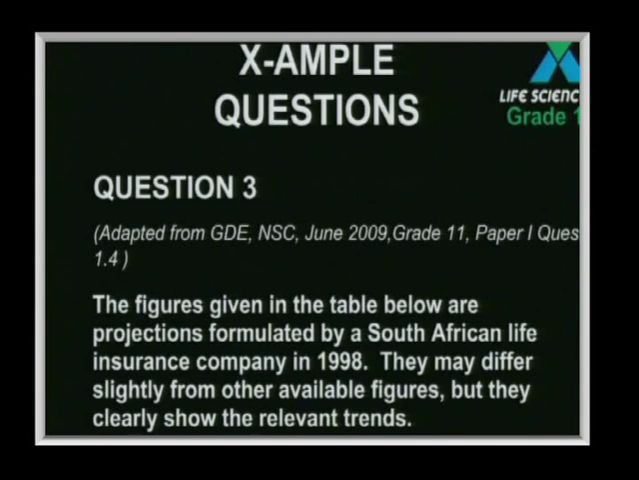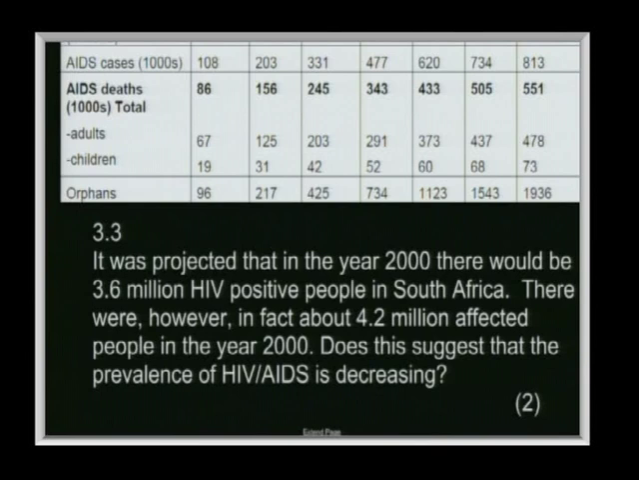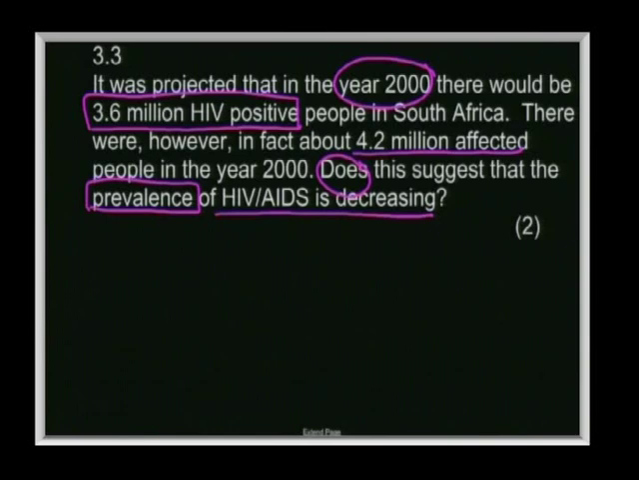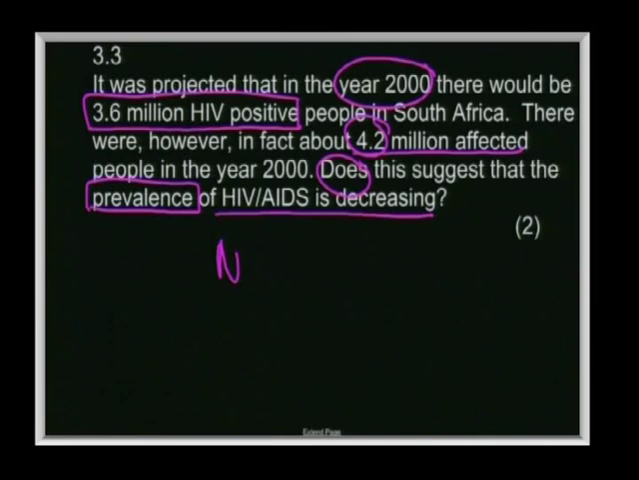In 3.3, we are still referring to our table of data. It was projected that in the year 2000, there would be 3.6 million HIV-positive people in South Africa. There were, in fact, about 4.2 million affected. Now, here comes the question part. Does this suggest that the prevalence of HIV/AIDS is decreasing? Now, if you look at it, they said that there would be 3.6 million. There were, in fact, 4.2 million. Is the prevalence of HIV/AIDS decreasing? Simple answer. And for that alone, you will get 2 marks.